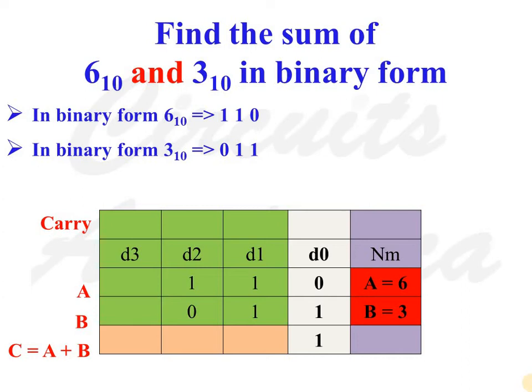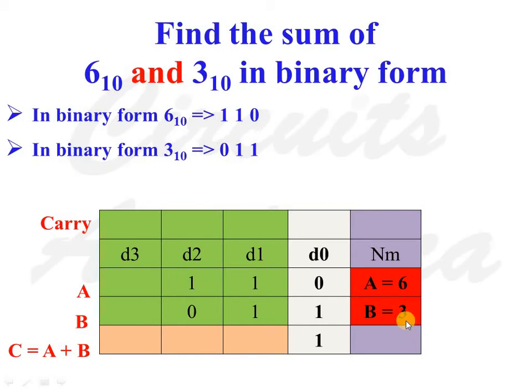Now let us do some problems based on the binary addition with and without carry. So the first problem is find the sum of two numbers 6 and 3. So in binary form 6 is equal to 1, 1, 0 and 3 is equal to 0, 1, 1. So the numbers are written here, A is equal to 1, 1, 0 and B is equal to 0, 1, 1. This is the binary equivalent of the decimal number 3.